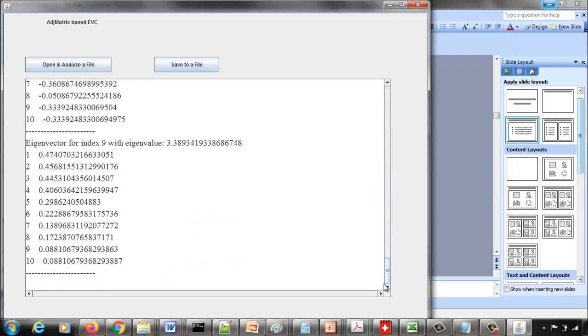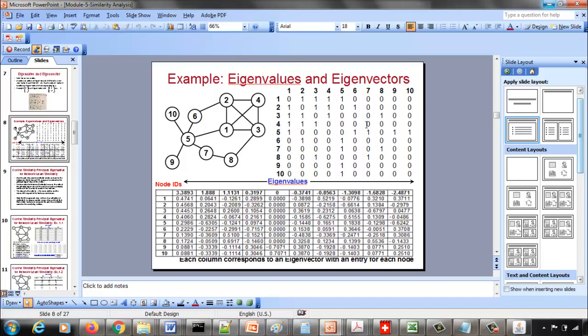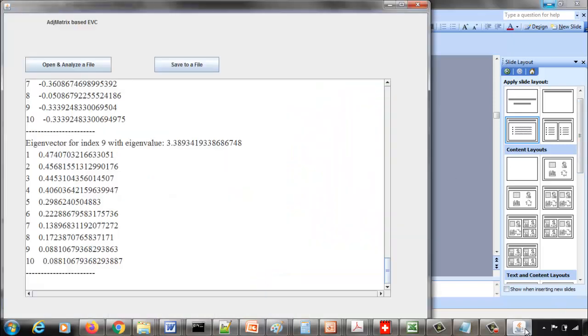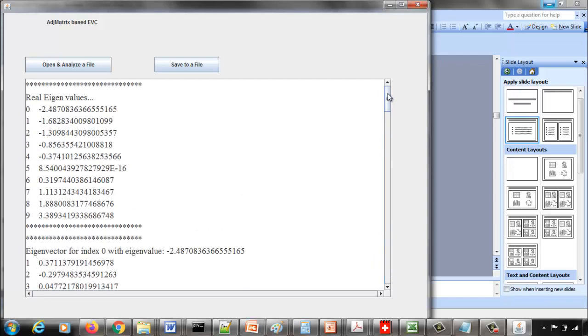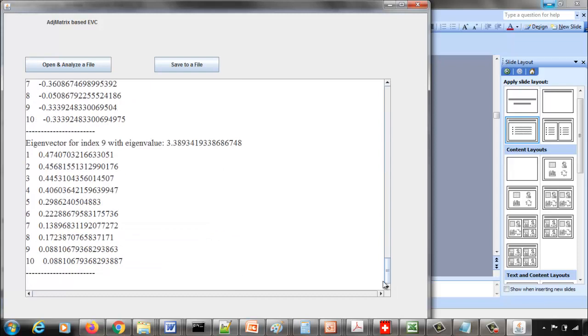Now if you notice here, if you pass in the adjacency matrix for this graph as input, as we just did, the eigenvector corresponding to the largest eigenvalue. So this is the largest eigenvalue among all the eigenvalues. This is actually listed in the increasing order of the eigenvalues. So the largest eigenvalue is 3.389. Okay, and the largest eigenvalue has a name. It is called the principal eigenvalue.